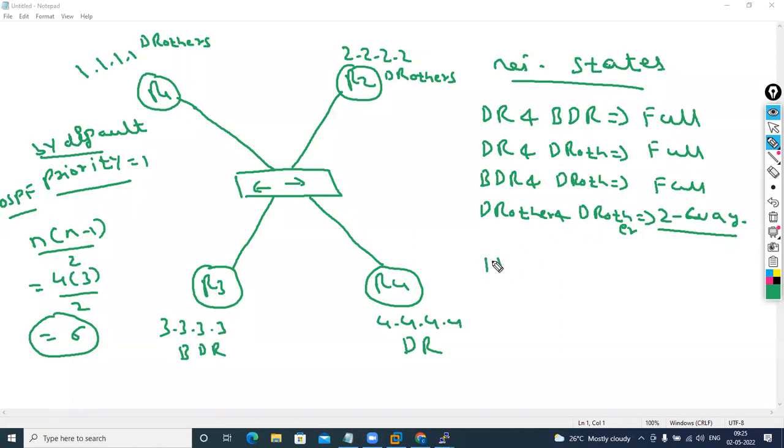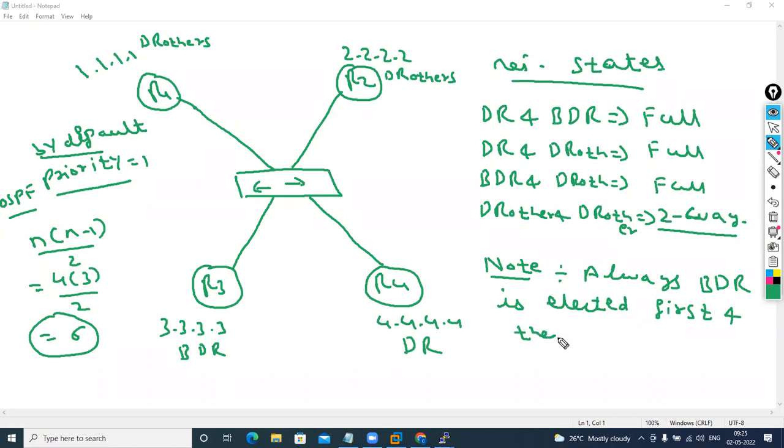So one more key point to remember. Always the BDR is selected first, and then the DR. Done? Okay, now we'll see a lab.